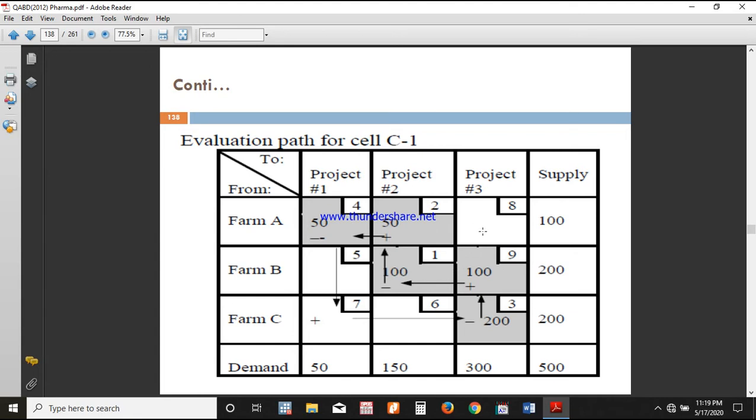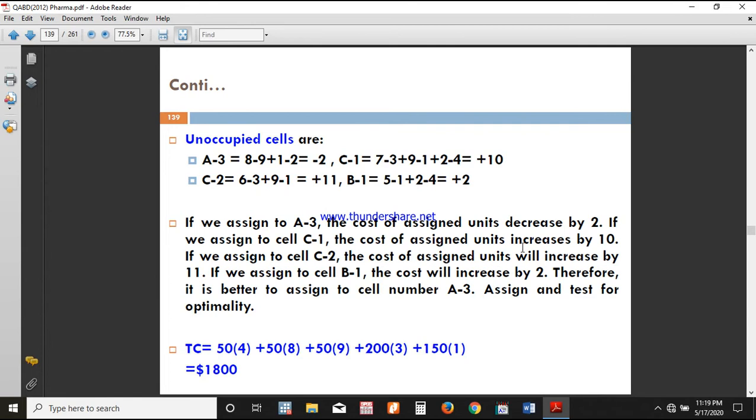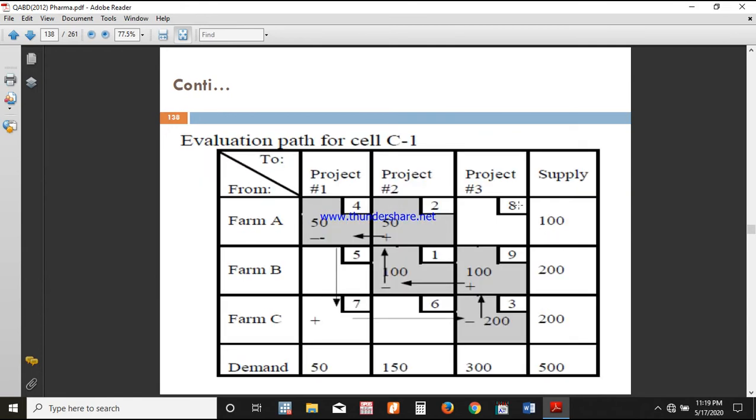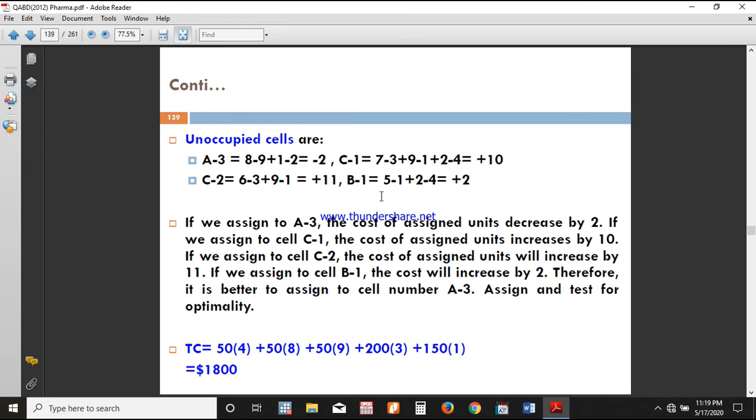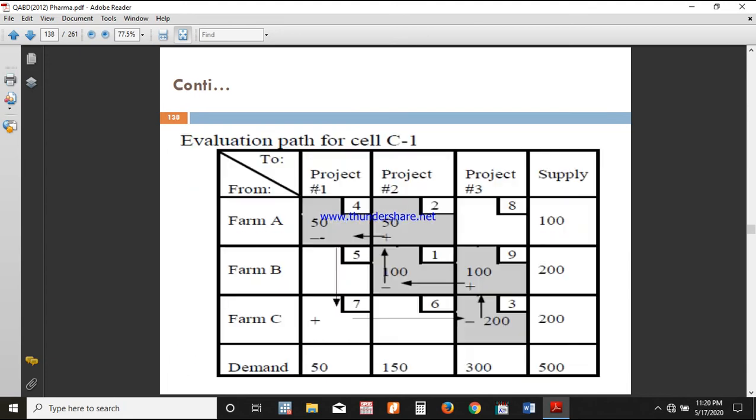Therefore, here it will become 50, and here it will become 0, because 50 minus 50 will become 0, 100 minus 50 is 50, 100 plus 50 is 150. Therefore, the A3 value will become 8 minus 9 plus 1 minus 2, which will become minus 2.